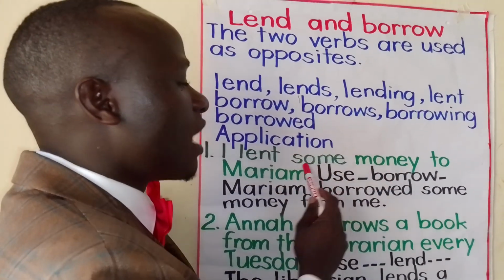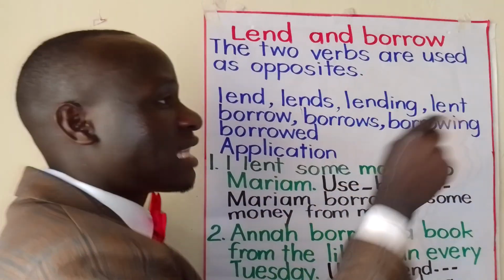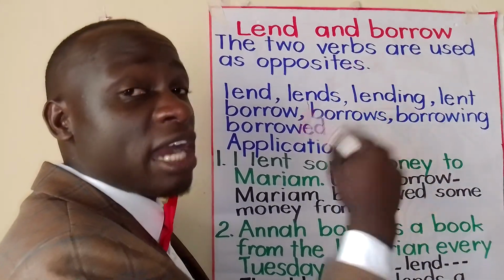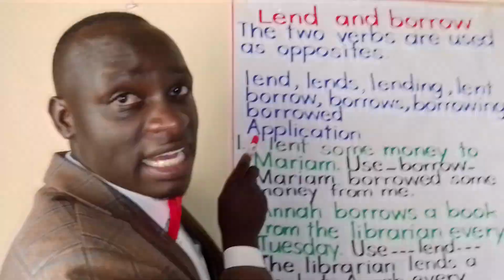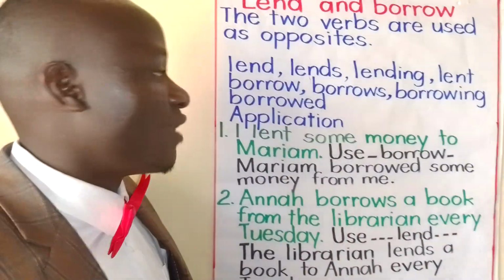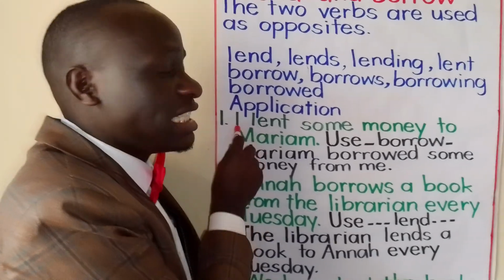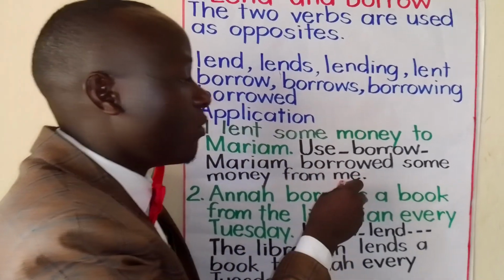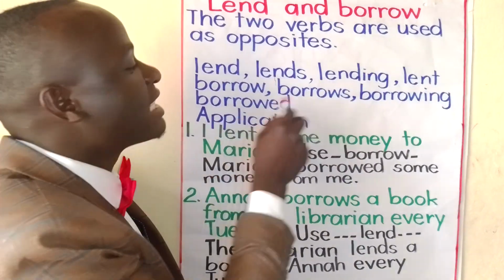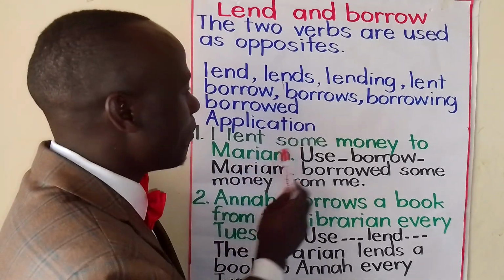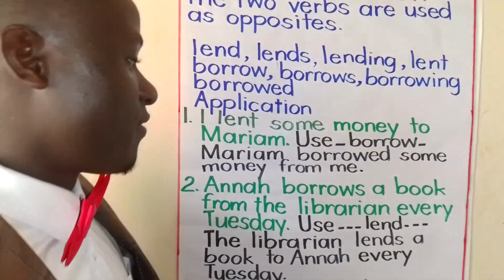And the fact that the two words are used as opposites, we shall interchange the subjects. The first subject becomes the last subject, and the last subject becomes the first subject. So Mariam will take the first position. Mariam comes at the beginning. So we make the opposite of the whole sentence. And when I comes at the end, it will be changed to the objective form, and the objective form of I is me. So we say, Mariam borrowed some money from me.